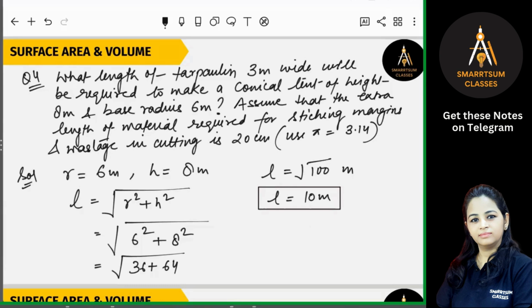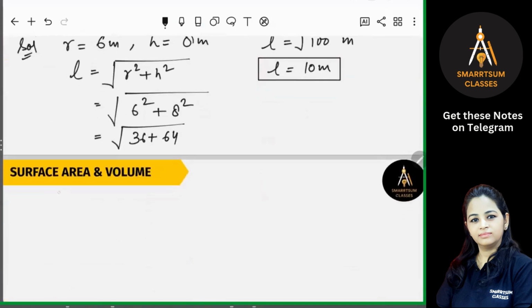Now, to make this conical tent, we should know the curved surface area of the conical tent. If this is the conical tent, which part of the tarpaulin 3 meter wide is used to make this tent? It is this curved surface area, isn't it? So write down curved surface area of the conical tent, which is pi r L. That is the formula for the curved surface area of a cone.